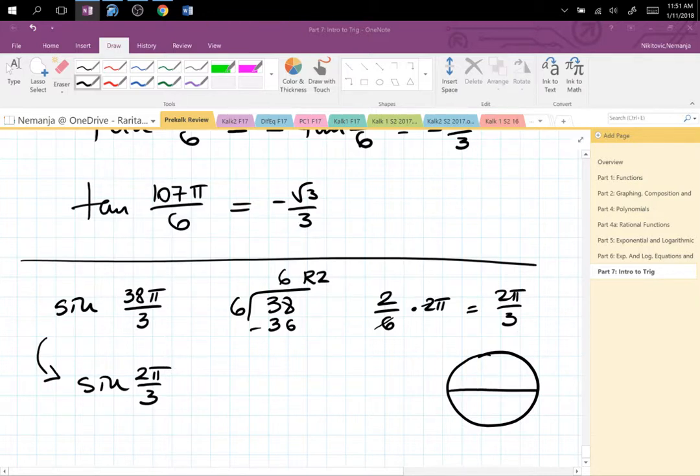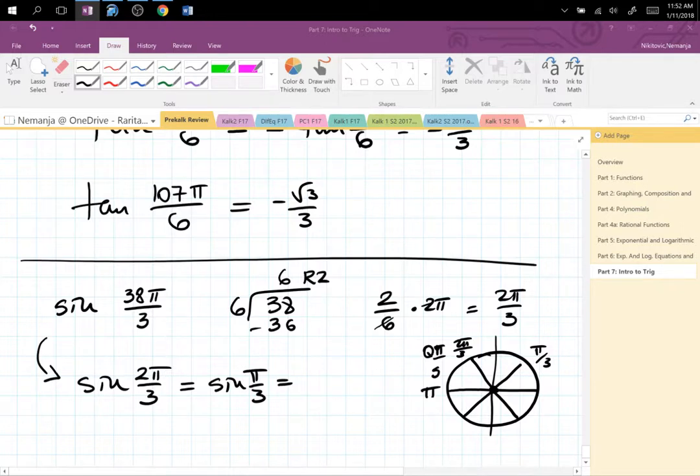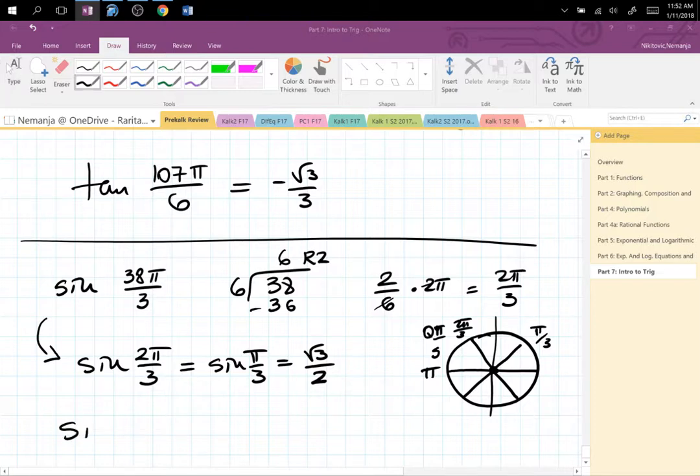So 2 pi over 3, we cut the top portion into 3's and the bottom portion into 3's. So pi over 3, 2 pi over 3, and then pi. Now you see that it's in the second quadrant, right? It's a Q2. And Q2 has sine positive. So this is equal to sine of pi over 3. And sine of pi over 3, when you read from the chart, is root 3 over 2. So sine of 38 pi over 3 is equal to root 3 over 2.